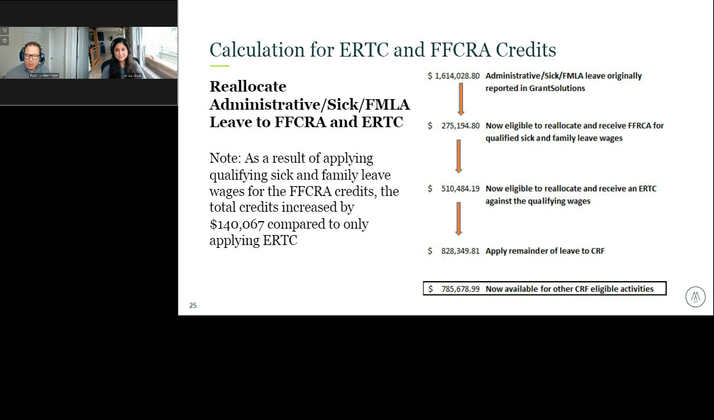And then we have to readjust what Anita had previously done on the ERTC credit, although the ERTC credit that we calculated here is reduced because we're maximizing the Families First credit. So at the end of the day, after we factored in the updated ERTC credits, now we have $828,000 to apply now to the CRF. So essentially, bottom line is that going through this process with this particular example, we were able to maximize credits of $785,000. All that money, the leftover amount to the CRF, you could use in 2021 for eligible purposes.